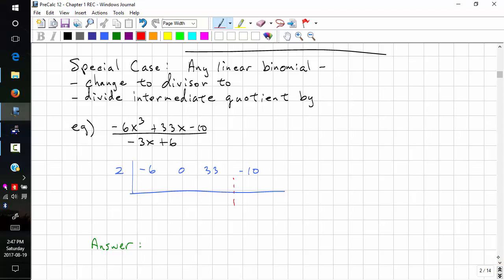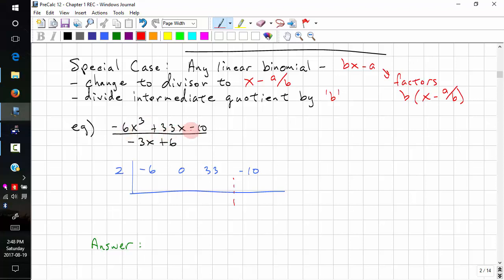We could use synthetic division for any linear binomial. And a linear binomial is bx minus a. This factors into b times x minus a over b. Okay, so we're changing our divisor to x minus a over b. And then we want to divide the intermediate quotient by b. So let's look at an example.